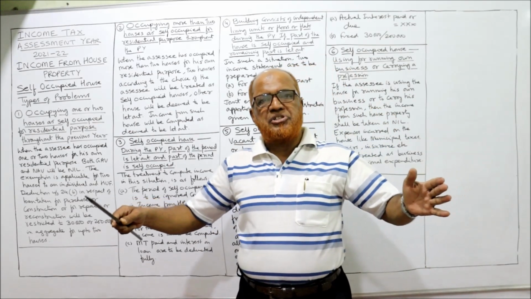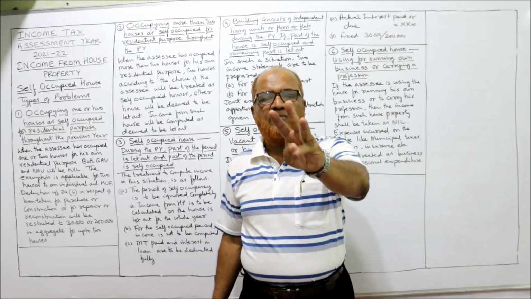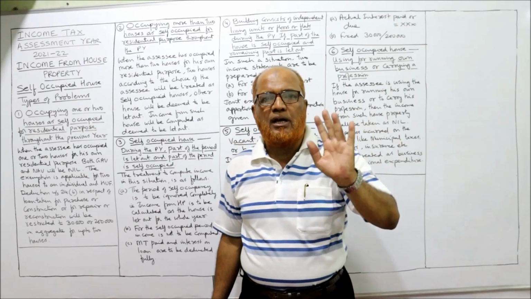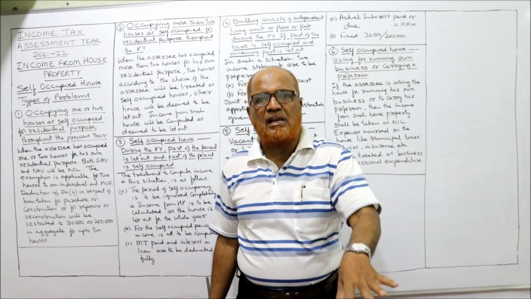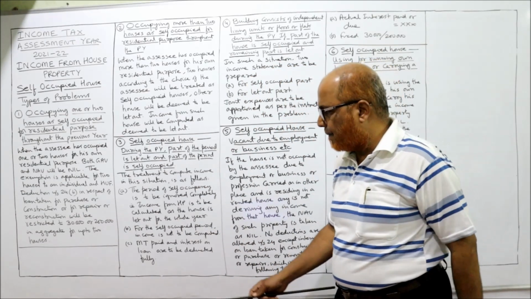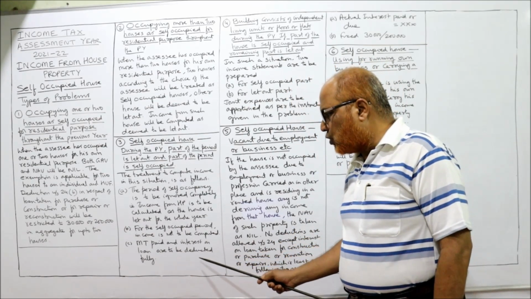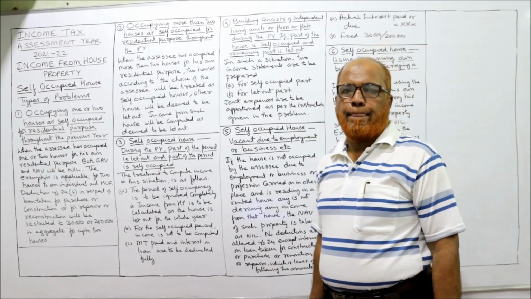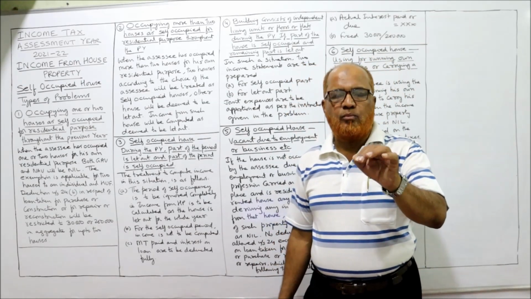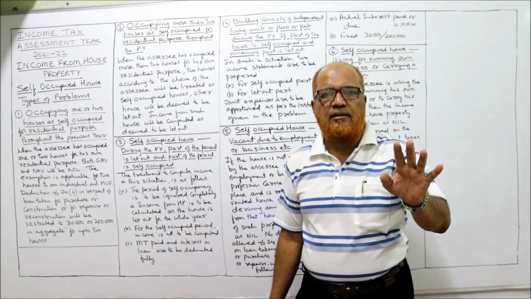In 12 months of the previous year, 3 months self-occupied, 9 months let out. Though for the 3 months we are not going to compute income because it is self-occupied, treat it as if the house was let out throughout the year. Municipal taxes paid and interest on loan taken are to be deducted fully. Whatever municipal taxes or interest on loan paid, fully deducted.